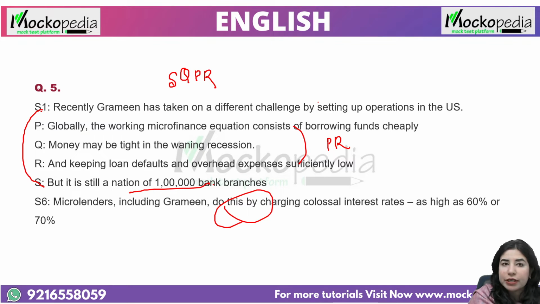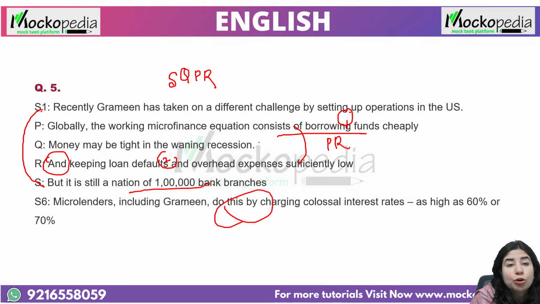Let me explain. Recently, this has taken to set up operations, but it is still not in a very powerful position as far as the branches are concerned. Now this says that money may be tight in the waning recession, and how is money tight? Money is tight means the flow is not very effective. Globally, the working microfinance equation consists of borrowing funds cheaply. And are you able to see this transition word, and how? So this is one part, consists of borrowing funds cheaply, and the second part is keeping loan defaults and overhead expenses sufficiently low. So this is how the trend is.